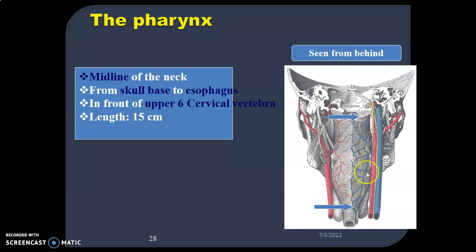It's usually located in front of the six superior cervical vertebrae, and it's 15 centimeters long. Remember, we have seven cervical vertebrae, so the first six cervical vertebrae, anterior to them, that's where you find the pharynx. From the skull, it continues downwards as the esophagus at the lower border of the cricoid cartilage.